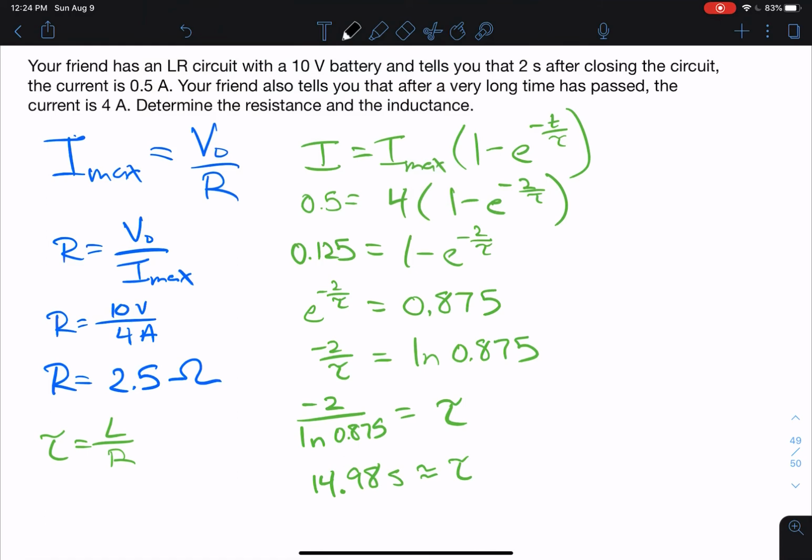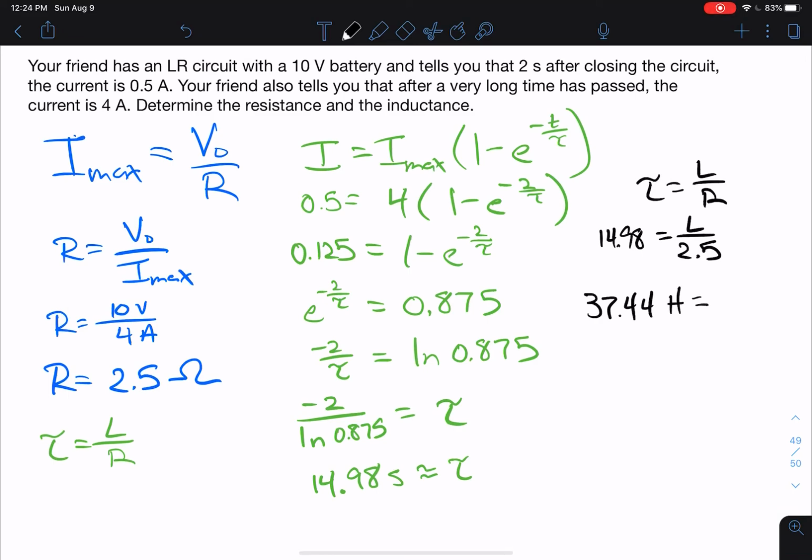So tau equals L over R. Tau is approximately 14.98. R is 2.5. And so what I get is that the inductance is approximately 37.44 henries.